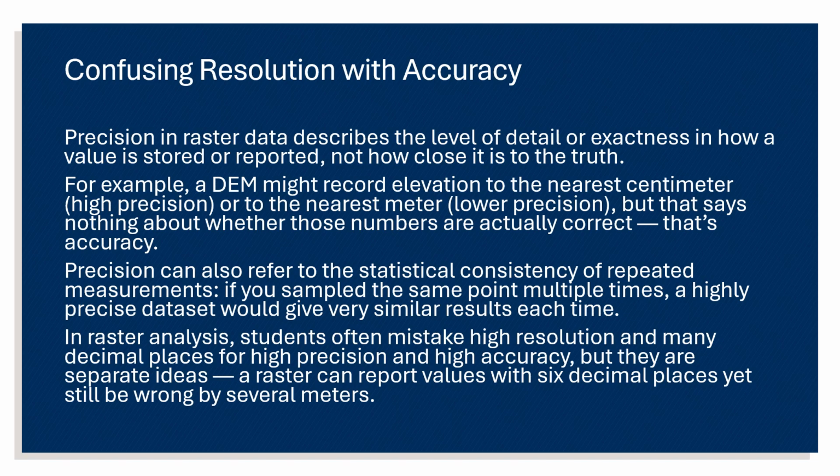Precision in raster describes the level of detail or exactness in how values are stored or reported, not how close it is to being the truth. So you can be precise and get repeatable numbers, but that doesn't mean they're right. They can still be wrong numbers. A DEM might record elevation to the nearest centimeter or the nearest meter, but neither one tells you whether those numbers are actually correct. That's what accuracy is. Precision can also refer to statistical consistency or repeated measurements. In raster, students often mistake high resolution and many decimal places for high precision and high accuracy, but they're really separate ideas. A raster can report values with 6 decimal places and still be wrong by several meters.